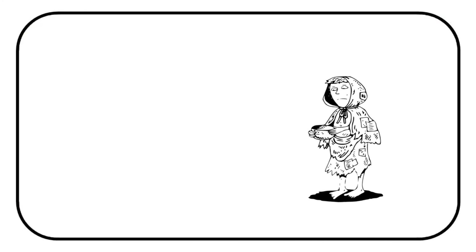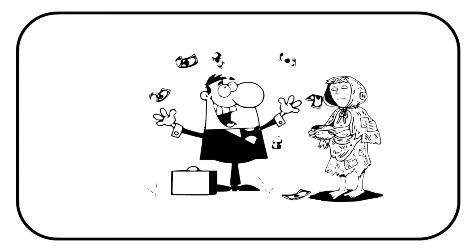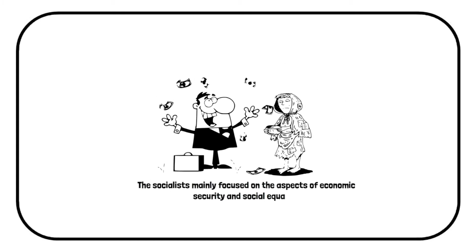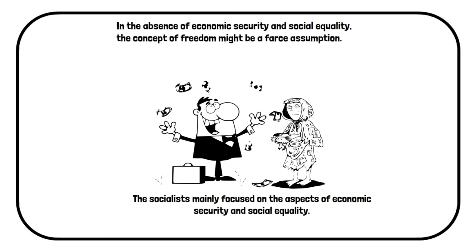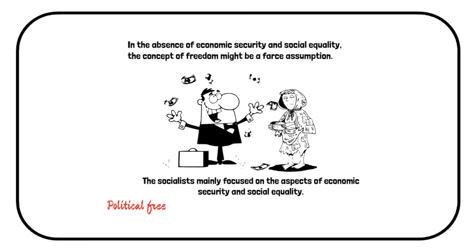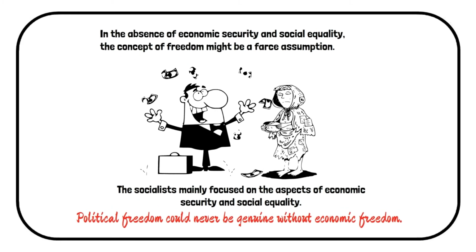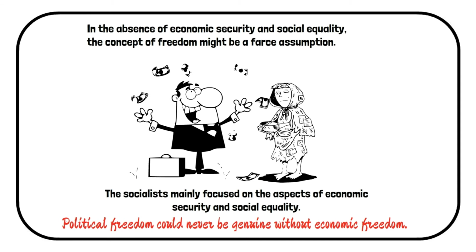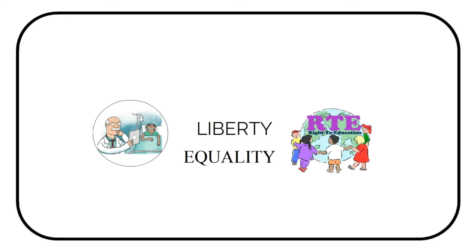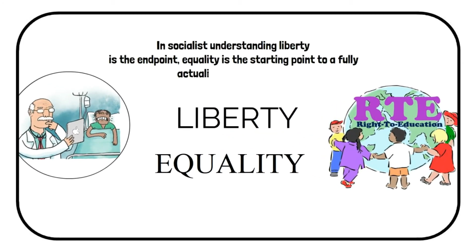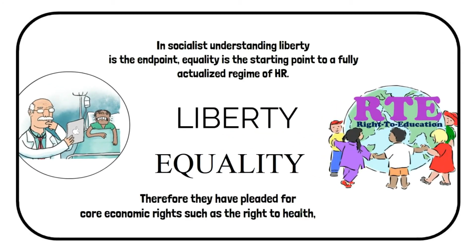The socialists mainly focused on the aspects of economic security and social equality. In the absence of economic security and social equality, the concept of freedom might be a farcical assumption. Political freedom could never be genuine without economic freedom. The socialist approach made a shift from liberty to equality. In the socialist understanding, liberty is the endpoint, and equality is the starting point to a fully actualized regime of human rights.